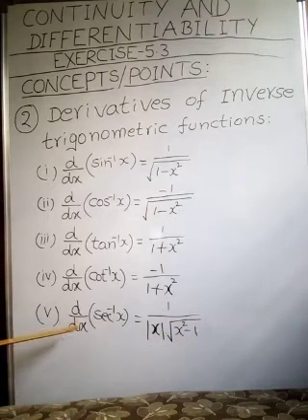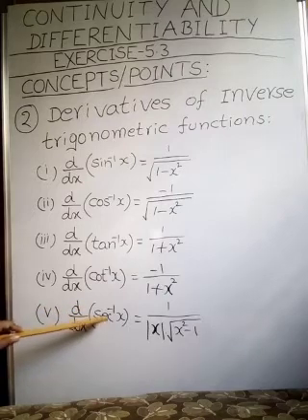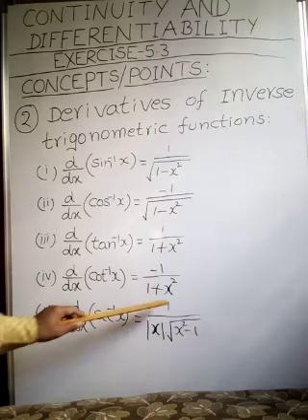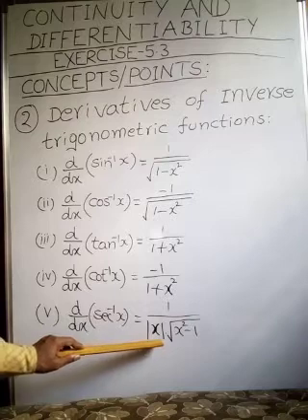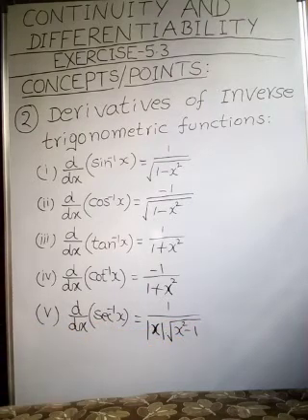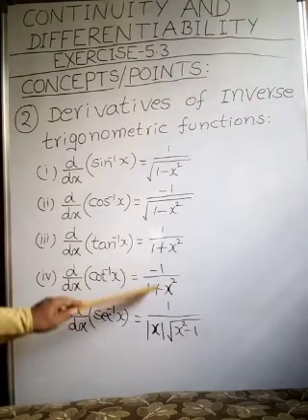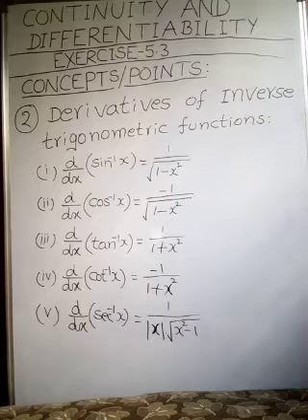I repeat the formula. D by dx of secant inverse x is equal to 1 by mod x into square root of x square minus 1. Okay, my dear children, remember these formulas. Memorize these formulas well, my dear children.